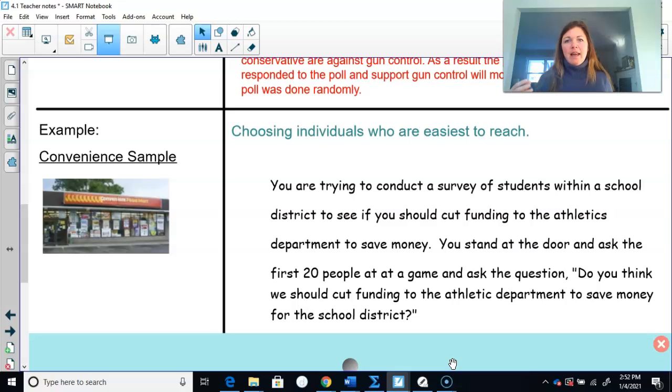Well, it's easy to go to the football game. The football game at any school typically generates the most money, the highest number of visitors or attendees, so it's easy to go there and get people's opinions because there's going to be a lot of people from the community there. However, how is this biased? Well, the first 20 people that go to the game are usually the diehards. What are they going to say about cutting funding? No. So the proportion of people who say no is most likely going to be higher than if we did it randomly in the community. Convenience sample, standing somewhere just asking people questions.